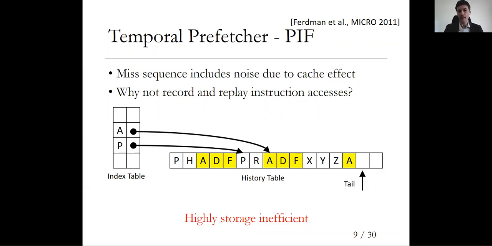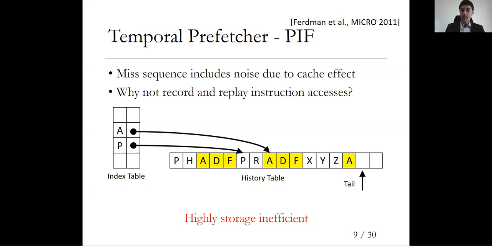Essentially everything is similar to the previous temporal prefetcher, with one exception. Instead of recording cache misses, we record cache accesses. Okay, all accesses will be recorded here. And not surprisingly, because of the higher repetition in the sequence of instruction accesses, PIF performs much better as compared to TIFS. In fact, PIF is so strong that even now in 2021, it's considered one of the strongest instruction prefetchers available. However, PIF requires a massive amount of storage.